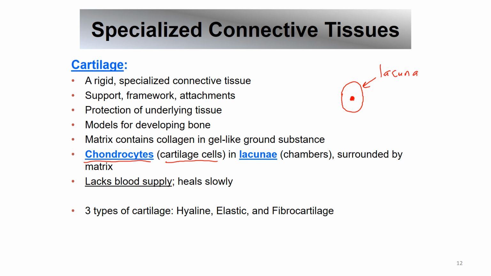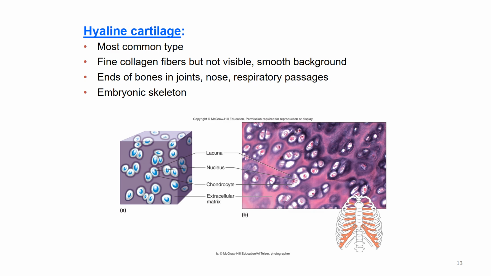However, cartilage lacks blood supply, so it's hard to heal on its own. We'll cover three types of cartilage: hyaline, elastic, and fibro. Hyaline cartilage is the most common type. It has collagen fibers, but they're just not visible when the tissue is stained.